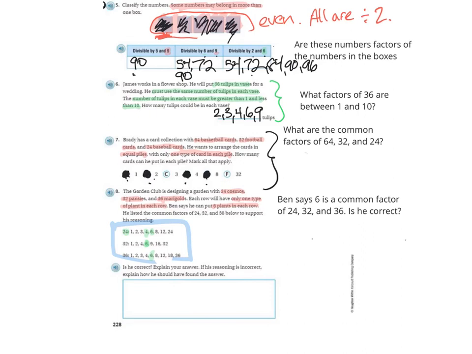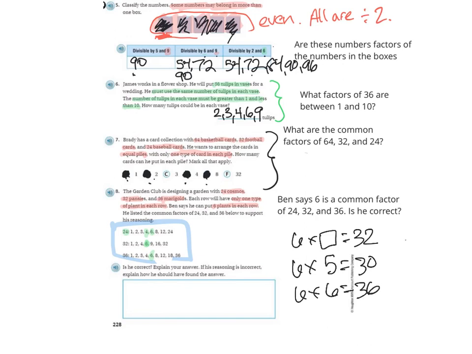Great. What about this? 6 times what gets me 32? And maybe some of us are like, what? Well, 6 times what equals 32? Well, nothing does, because 6 times 5 equals 30. 6 times 6 equals 36. So, guess what? That does not happen. That is not correct. Actually, everything else is not correct either. He really messed up his factoring of 32. But I don't really care about that. I just care about figuring out, is he correct?